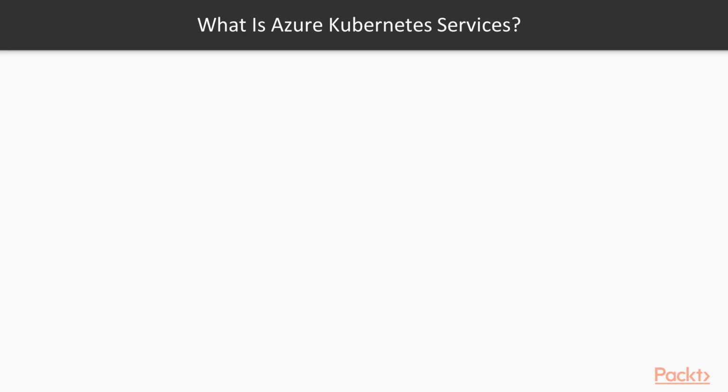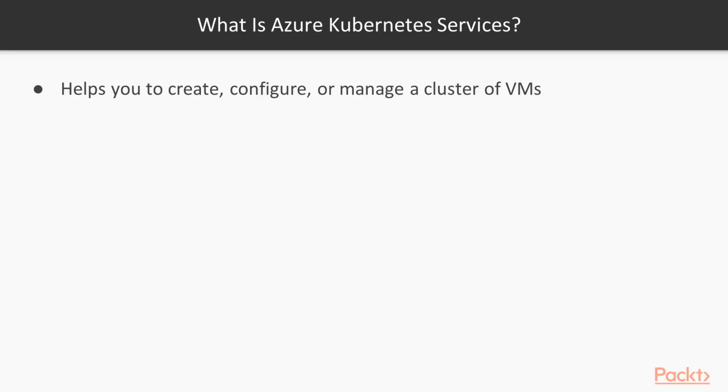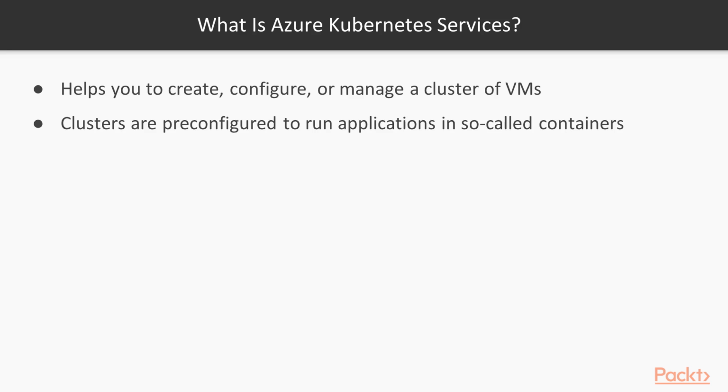Azure Kubernetes Service helps you to create, configure, or manage a cluster of virtual machines and removes the complexity of setting up and managing a Kubernetes cluster yourself. These clusters are pre-configured to run applications in containers. Let's look at a comparison between the two Azure Infrastructure as a Service offers.